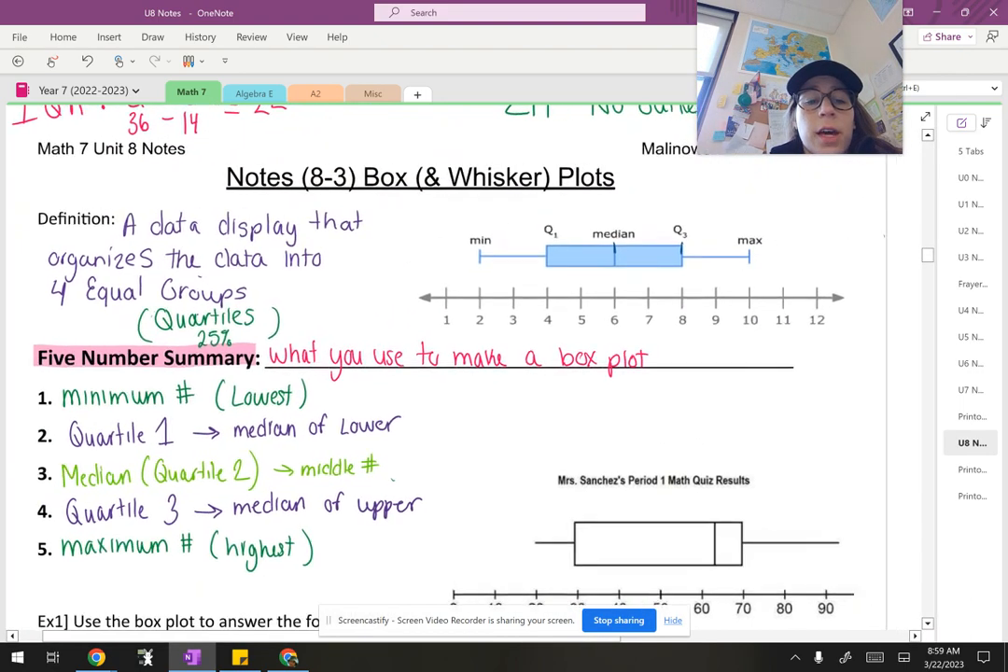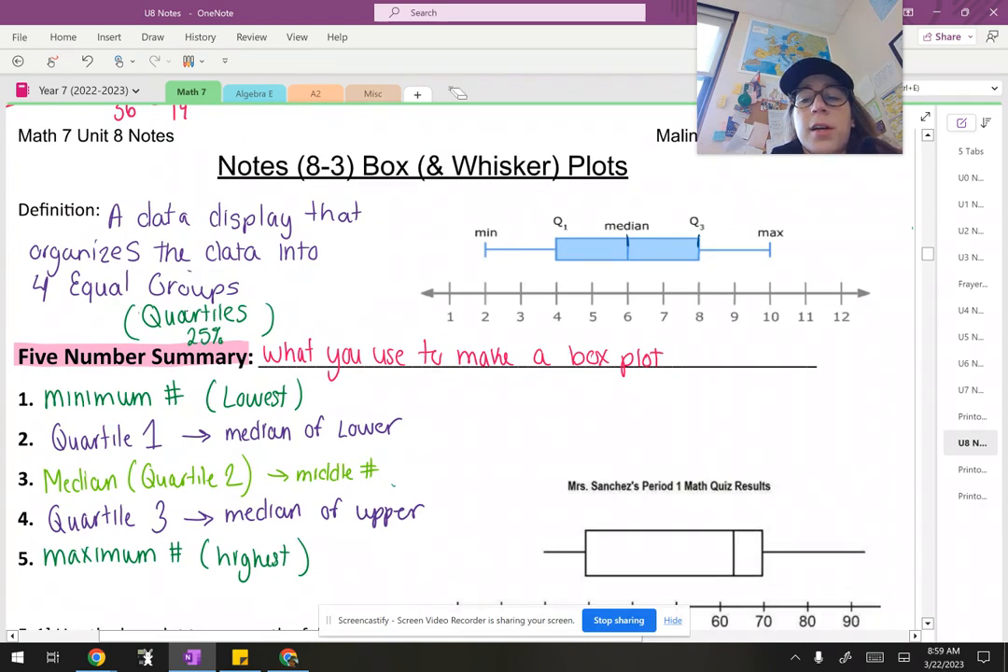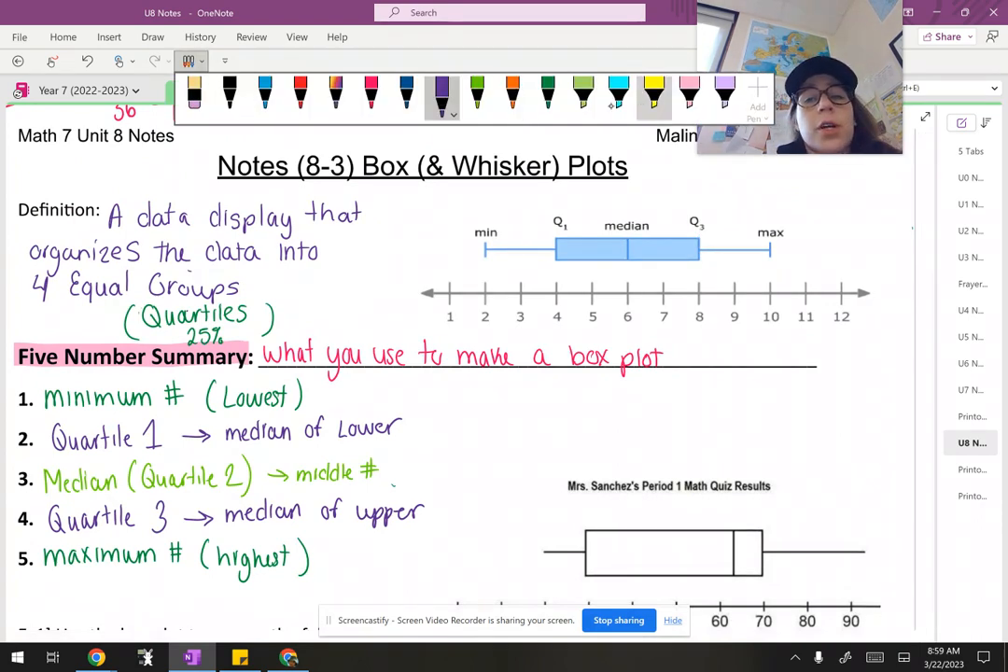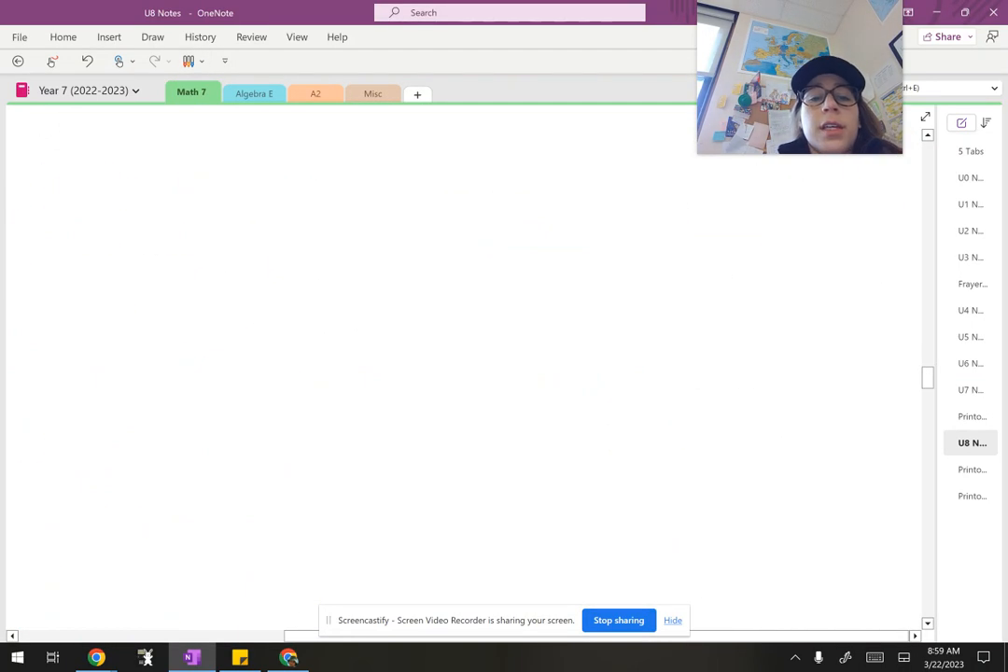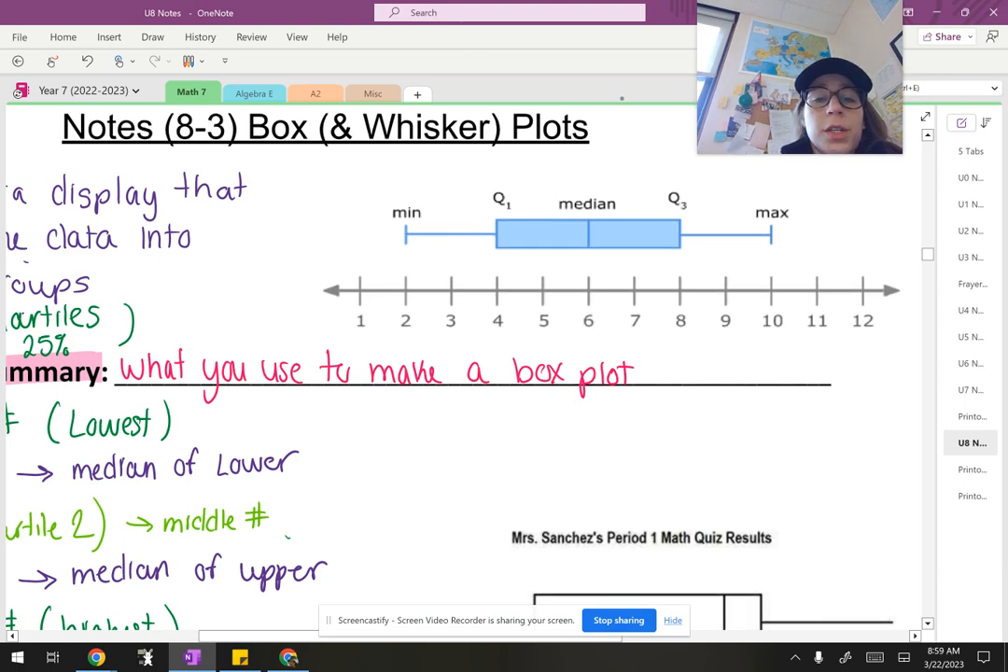So, taking a look at our box and whisker plot here that I have as an example, one of the first things I always start by doing when I have something like this is labeling that 5-number summary. The minimum value, which we can see if we follow the whisker down, the minimum value is 2. Our Q1 is 4. Our median is 6. Q3 is 8. And our max number is 10. So those are the 5-number summary. Those are the 5 numbers that we just listed, and that makes up our box and whisker plot.